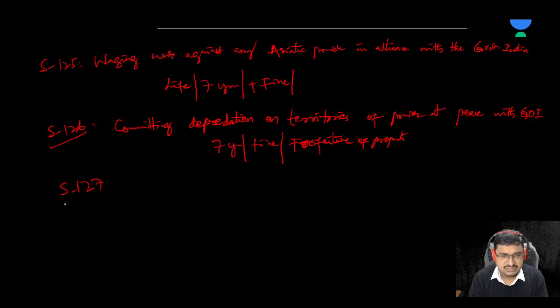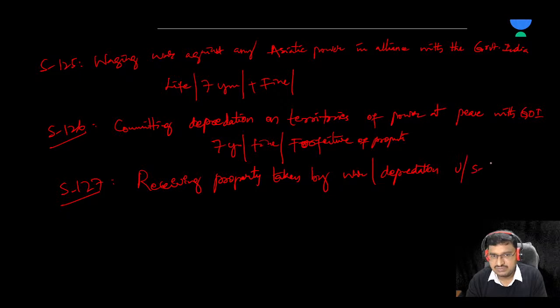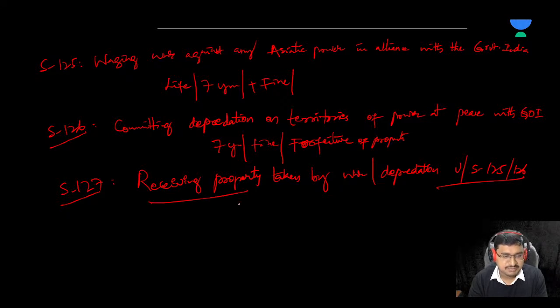Section 127 speaks about receiving property taken by war or depredation as mentioned under section 125 or 126 of IPC. It will be punishable with the same imprisonment, 7 years imprisonment, fine, and forfeiture of certain property. Okay, it is cognizable, non-bailable, non-compoundable, and triable by the court of sessions.